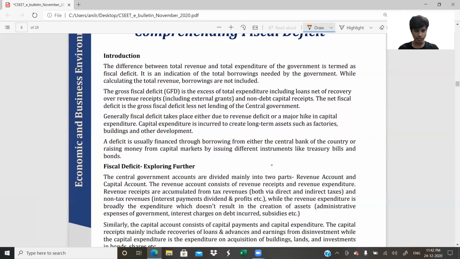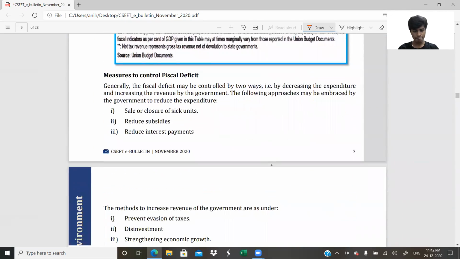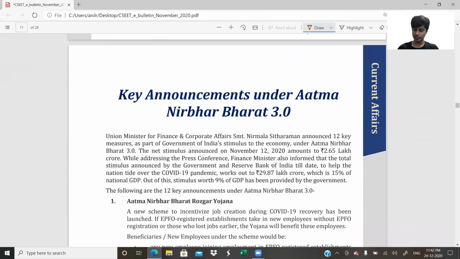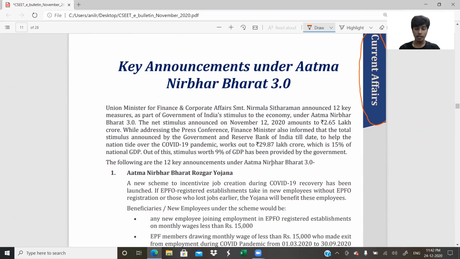So this is economics and business environment. Here we start with current affairs. You might be wondering how you can say that this belongs to current affairs. You can see this marking on the right given by the institute itself, which says that this is a current affairs part. So come on, let's get started.